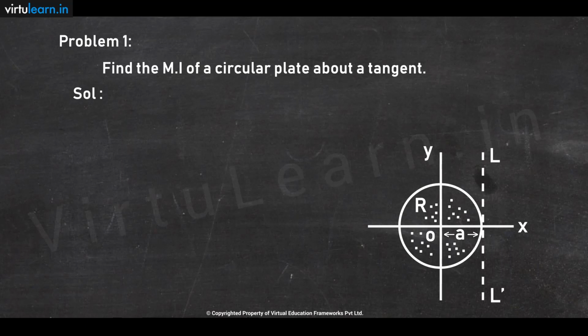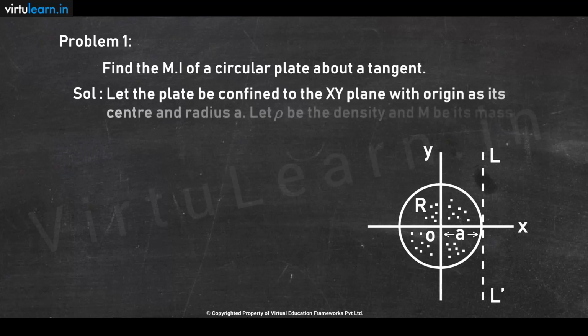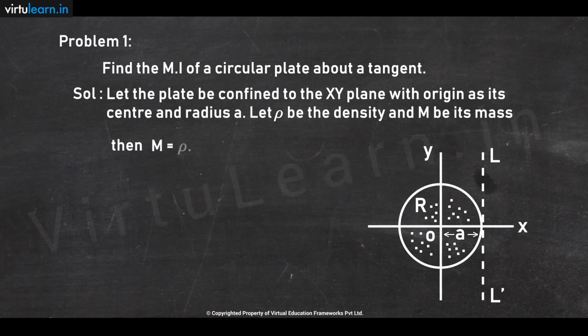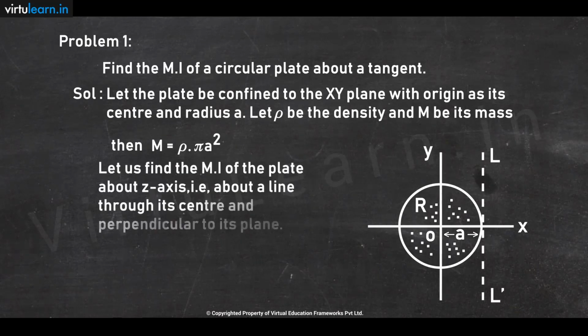Initially, let us mention that the plate is confined to the xy plane. Let the plate be confined to the xy plane with its center at origin and radius equal to a units. Let rho be the density and m be its mass. Then m can be written as rho times pi a square. Let us now consider the moment of inertia about an axis passing through its center and perpendicular to its plane. That means we are taking the moment of inertia about the z-axis.